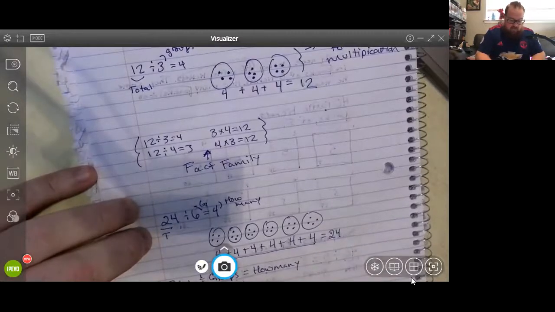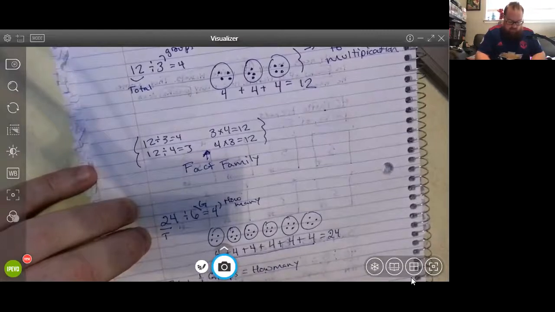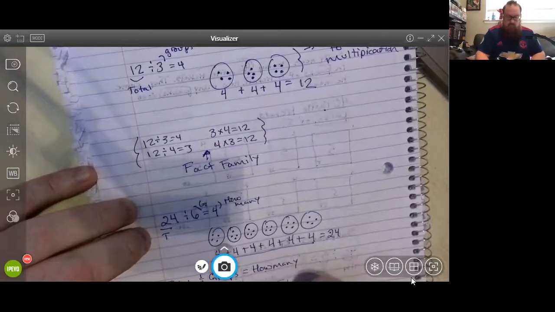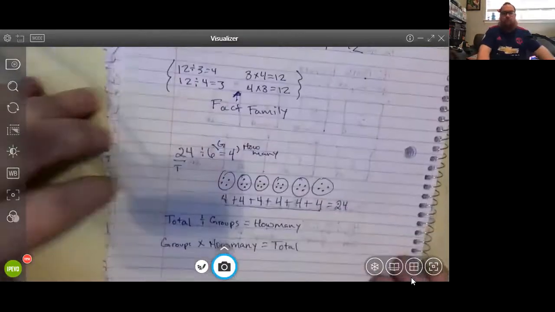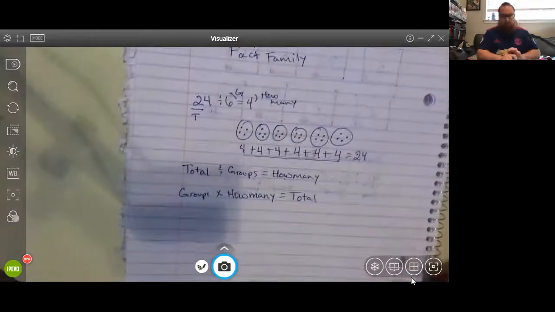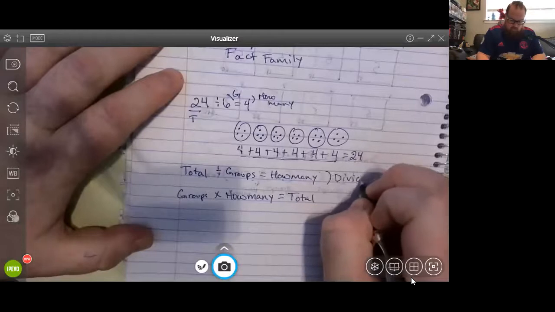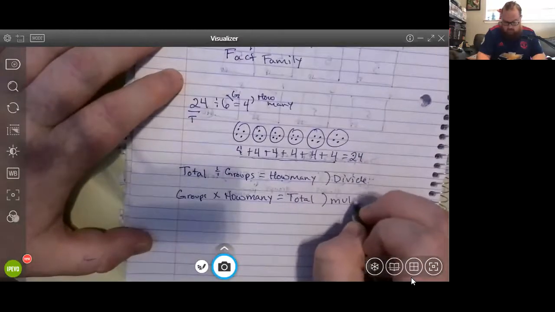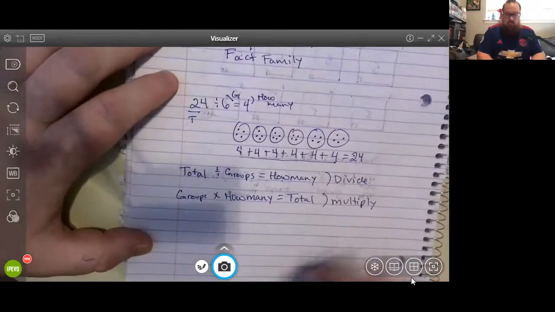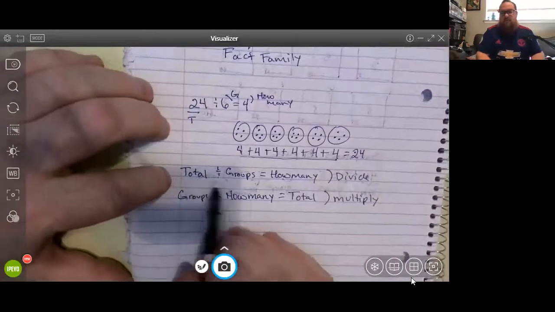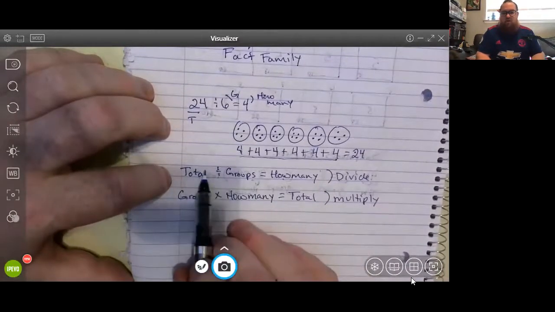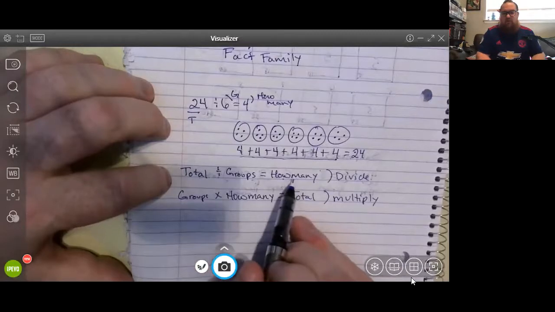And in multiplication, it's groups times how many equals the total. And that's pretty much how these two are related. If you know 2 of them, you can always find the third one.